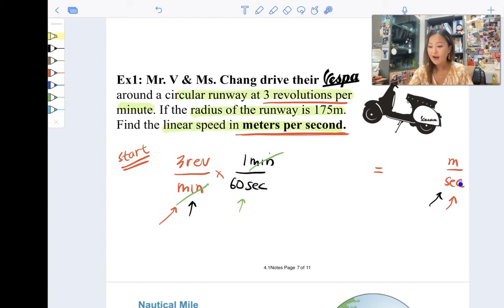Awesome, okay? All right, now, how am I going to get meters up here? I have revolution. I got to get rid of revolution. So you know what I'm going to do? I'm going to force it. Revolution better go here because I want revolution to be higher. Okay? Now, how do I do that?